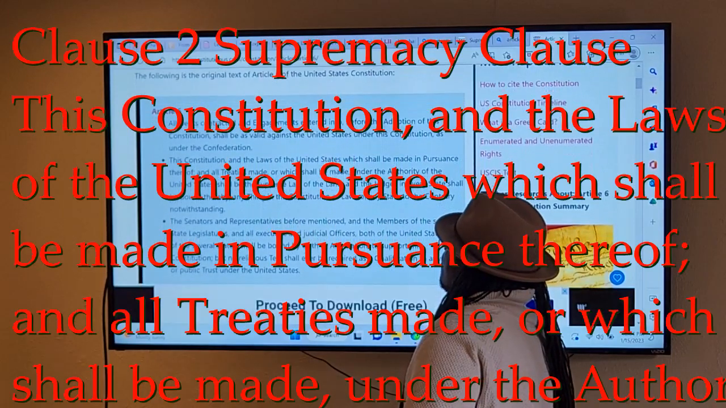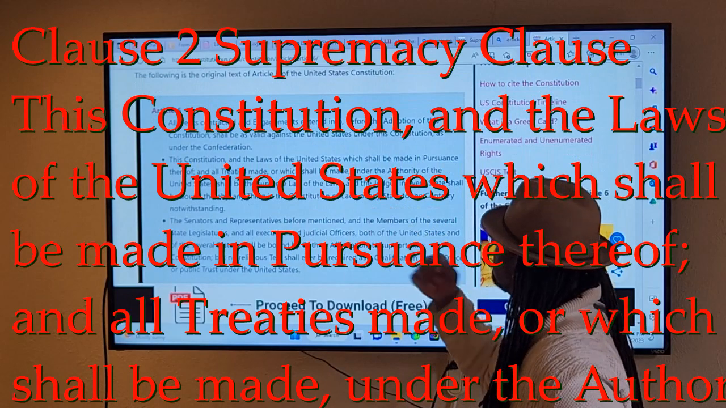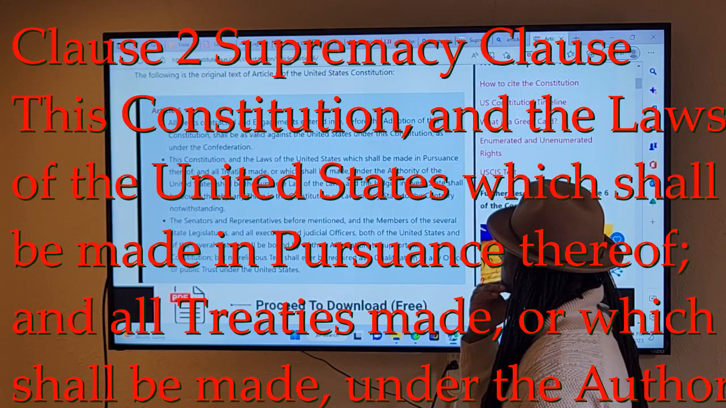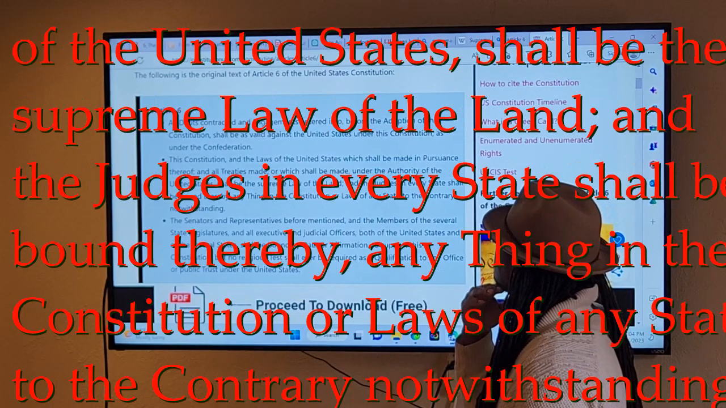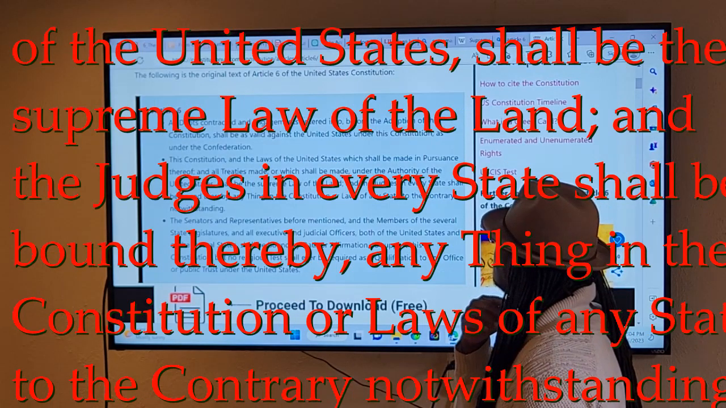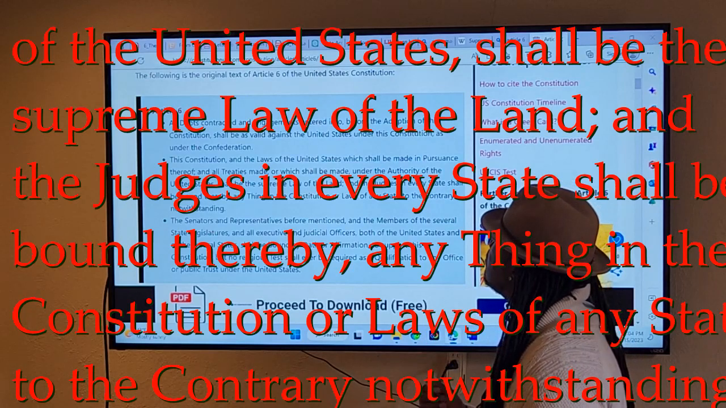The Constitution and the laws of the United States which shall be made in pursuance thereof, and all treaties made or which shall be made under the authority of the United States shall be the supreme law of the land, and the judges in every state shall be bound thereby, anything in the Constitution or laws of any state to the contrary notwithstanding.